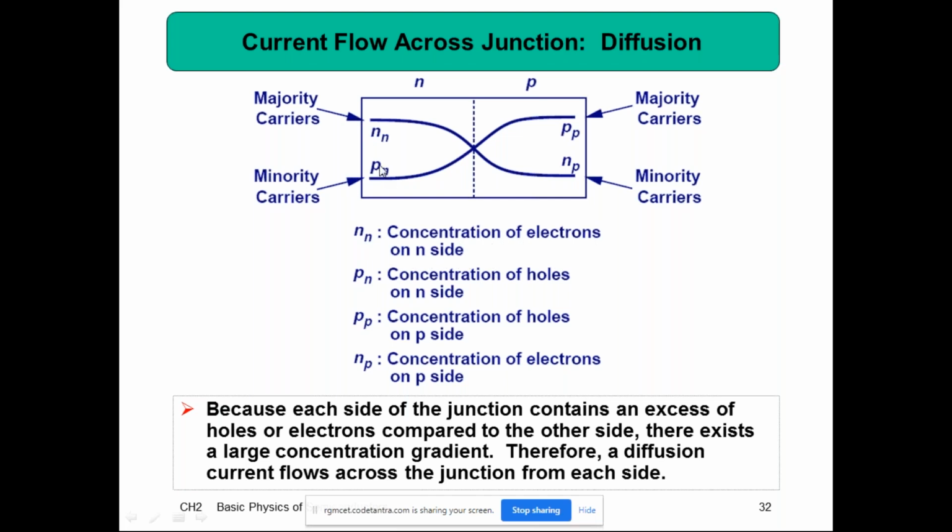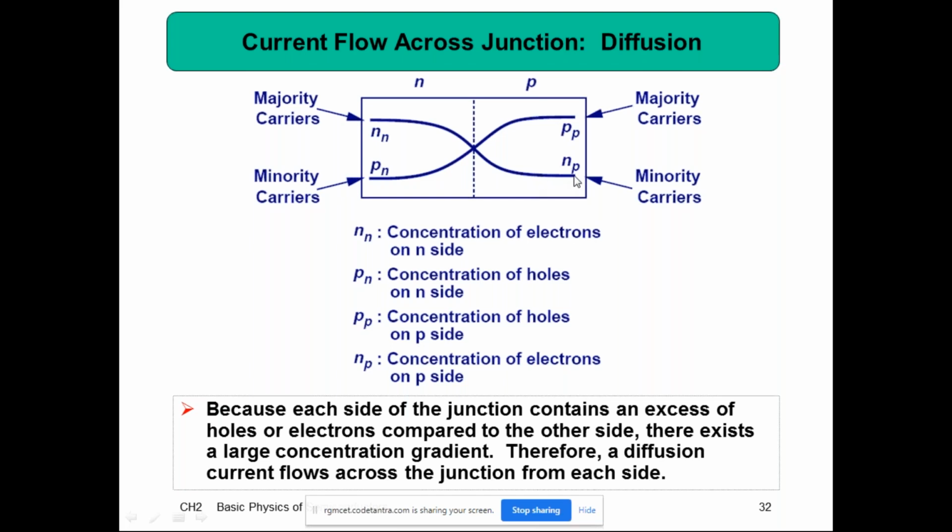Similarly, minority carriers. What are the minority carriers? Holes are the minority carriers. Suffix n, what is n here? N indicates the N side. So concentration of holes on N side. Similarly, Pp. What does Pp indicate? P indicates the holes, majority carriers. Where? Here, P-type material. So concentration of holes on P side.